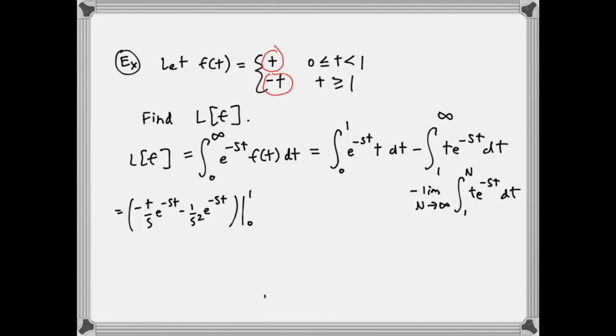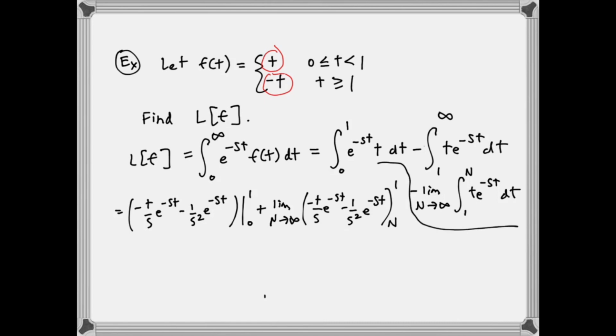The first one is going from 0 to 1. And then the next one, if I do plus, I can just flip the order here. So I'm going to do the limit as n goes to infinity again, and I'm going to do from n to 1. So it's going to be negative t over s e to the negative st minus 1 over s squared e to the negative st, and I'm going from n to 1. Okay, so this is what I'm going to have. This limit's only going to apply to that last guy when we plug in n.